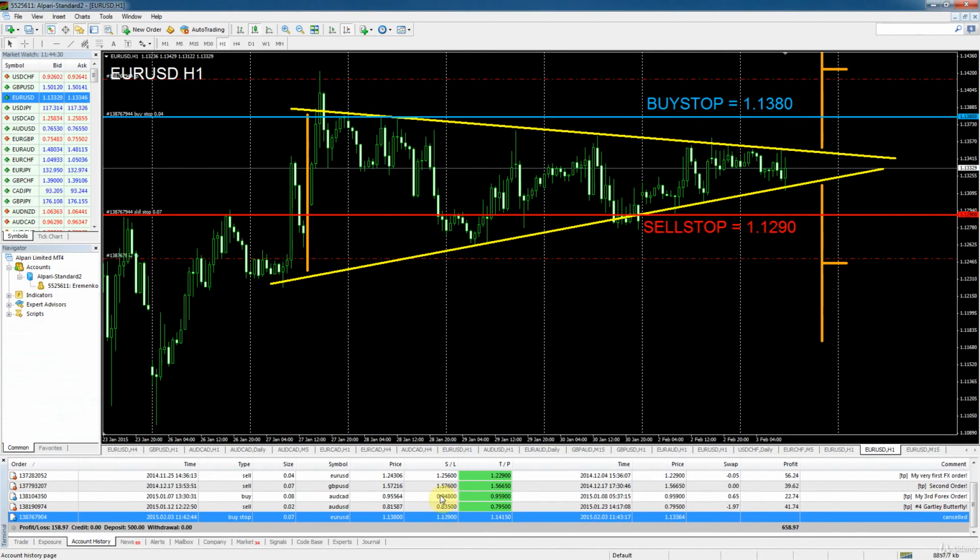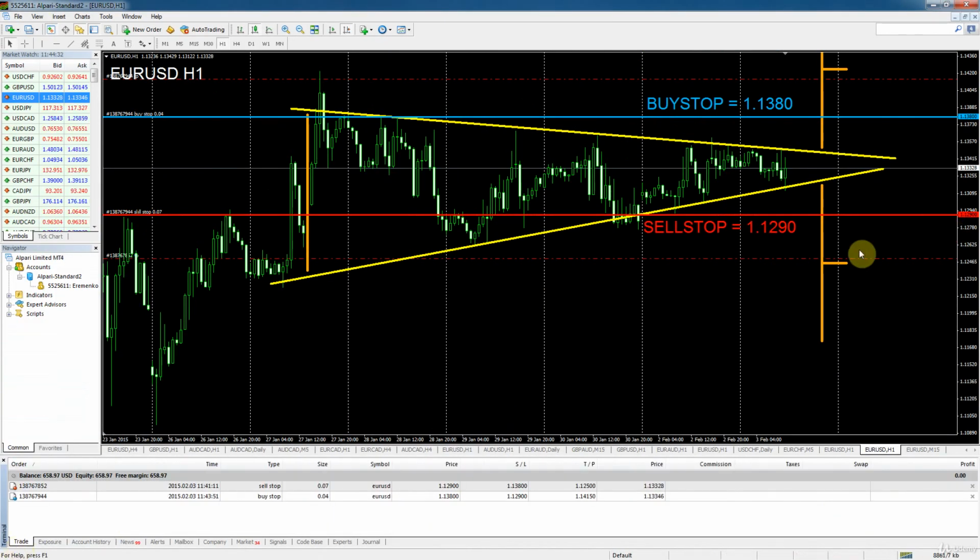Okay, so we're just going to leave the account for a couple of days and see how all of this plays out. Either one of these orders or maybe even both will be triggered, and maybe nothing will be triggered if the price doesn't escape this triangle in the next 1.5 days.